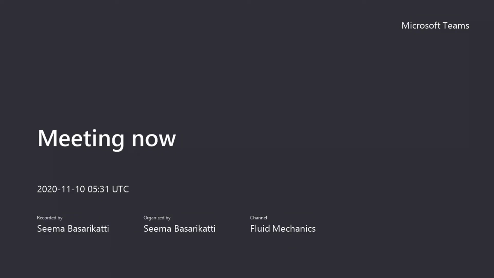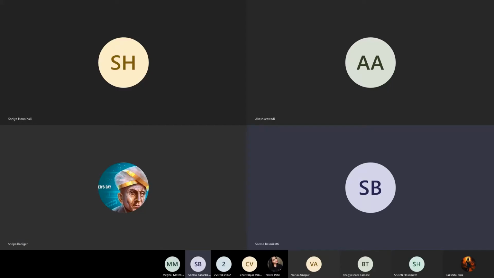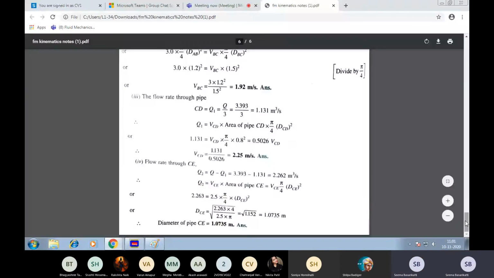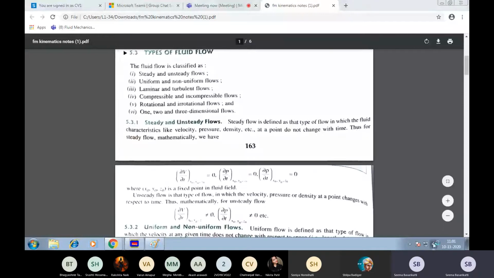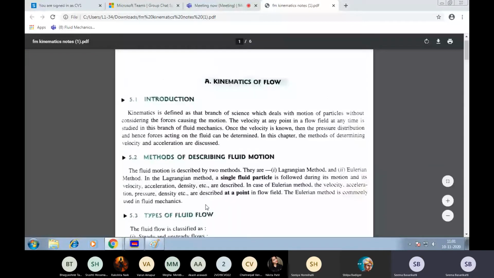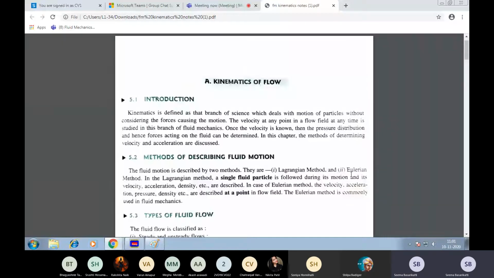So the forces which make the fluid move are not taken into consideration. Later, we discussed the methods of describing fluid motion. There are two types: one is the Lagrangian method and the other is the Eulerian method, where the Eulerian method is commonly used.